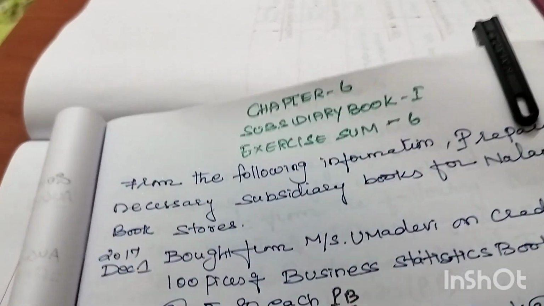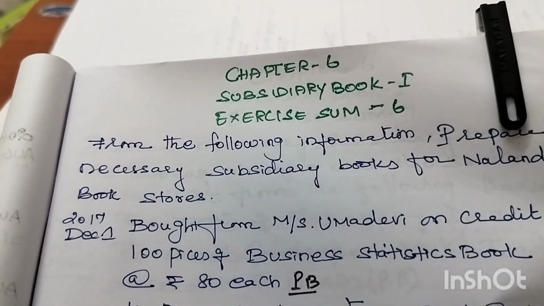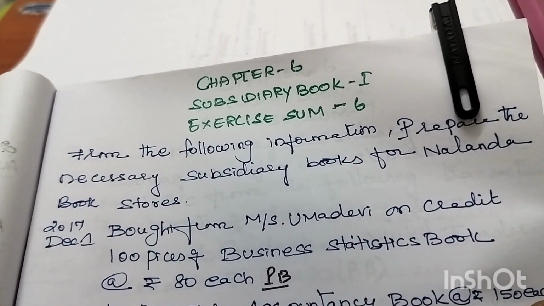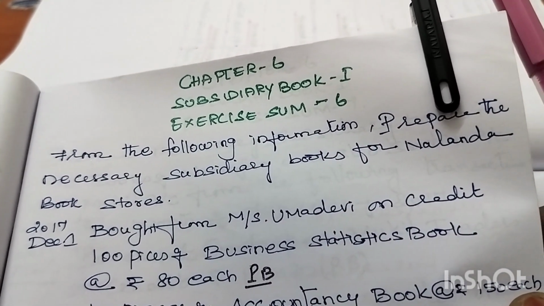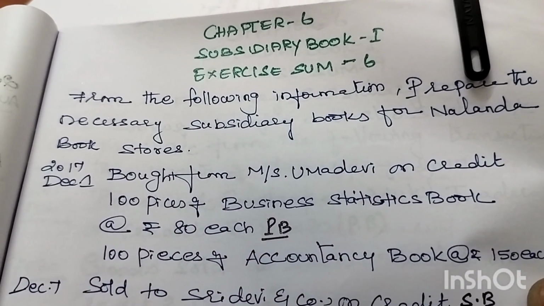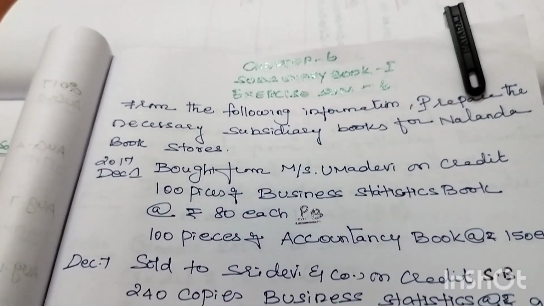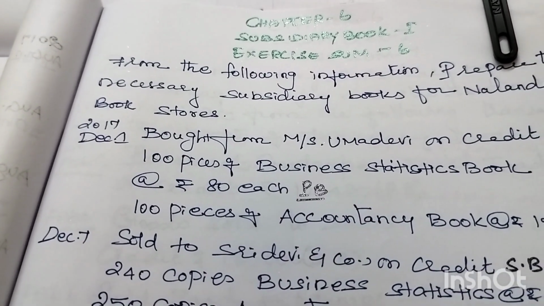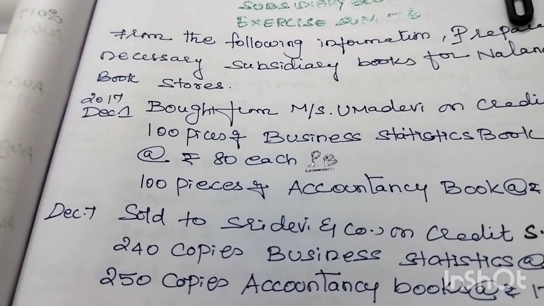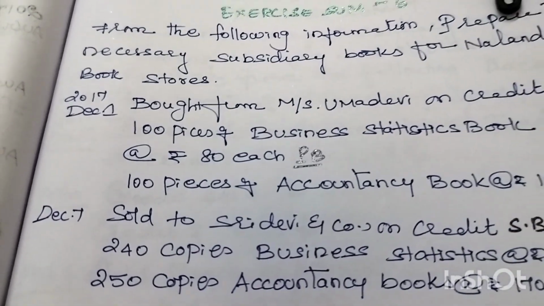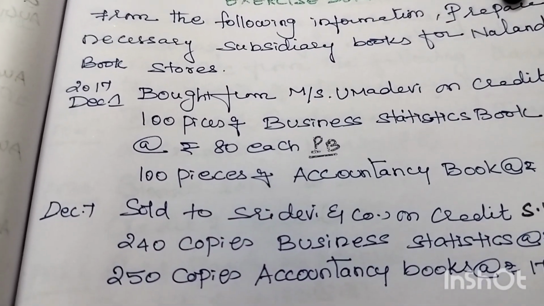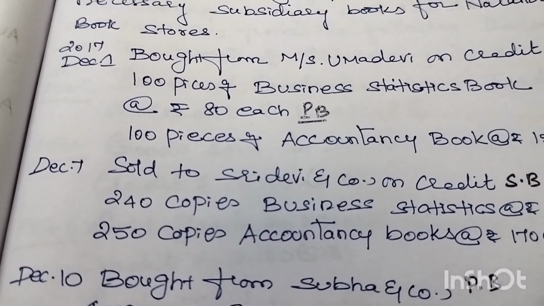In this video, we are going to learn about 11th Standard Accountancy, Chapter 6, Exercise Sum Number 6, Subsidiary Book 1. From the following information, prepare the necessary subsidiary books for the Nalanda Bookstores. Before we enter the given transactions into the respective books, we are going to identify which transaction is to be entered into which book.